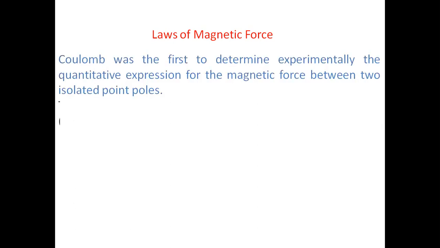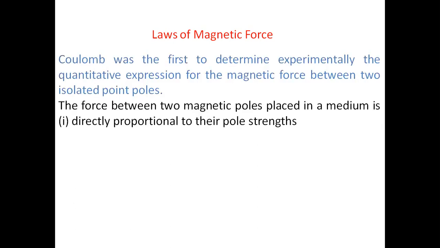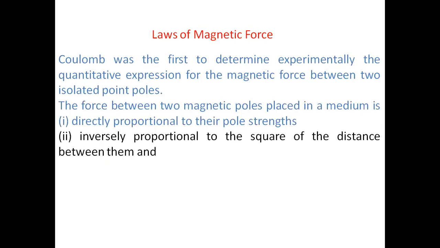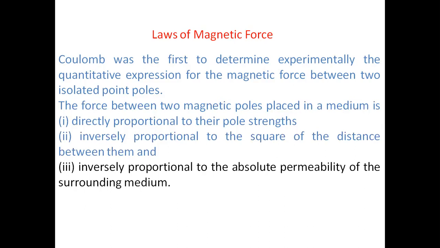Okay, so the force between two magnetic poles placed in a medium is directly proportional to their pole strengths and inversely proportional to the square of the distance between them and inversely proportional to the absolute permeability of the surrounding medium. So directly proportional to the product of each pole strength, and inversely proportional to the square of the distance between them and the absolute permeability of the surrounding medium.